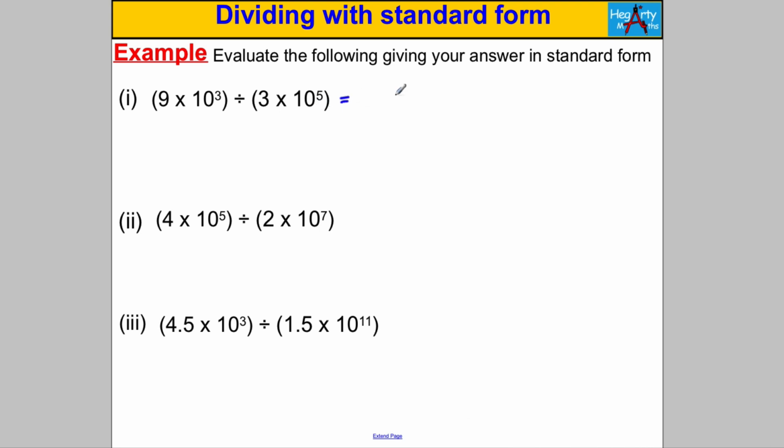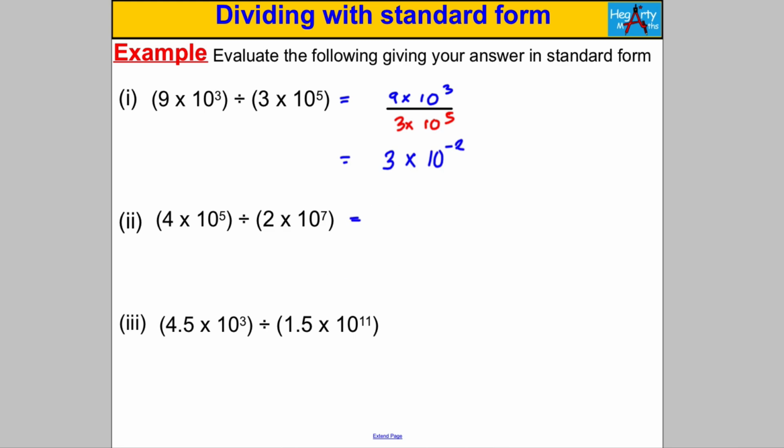So I'm going to say that's 9 multiplied by 10 to the 3 divided by 3 multiplied by 10 to the 5, and what I'm going to do is my 9 divided by 3 is equal to 3. Now 10 to the 3 divided by 10 to the 5, that's 10 to the 3 subtract 5, and 3 subtract 5 is negative 2, so that's 10 to the negative 2.